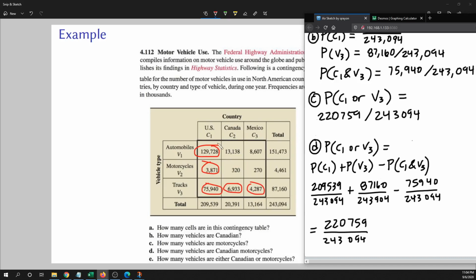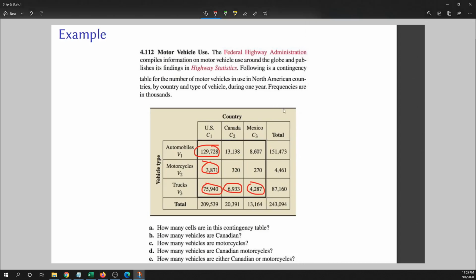All right, part E was to calculate the probability distribution. What I would do is just redraw this table, and then do the arithmetic. In this cell, I'd have 129,728 divided by 243,094, and I'd have to do the same thing for every single one of these numbers, divided by 243,094, and put that back in the cell. It's not difficult to do, so I'm just going to leave that to you to do.